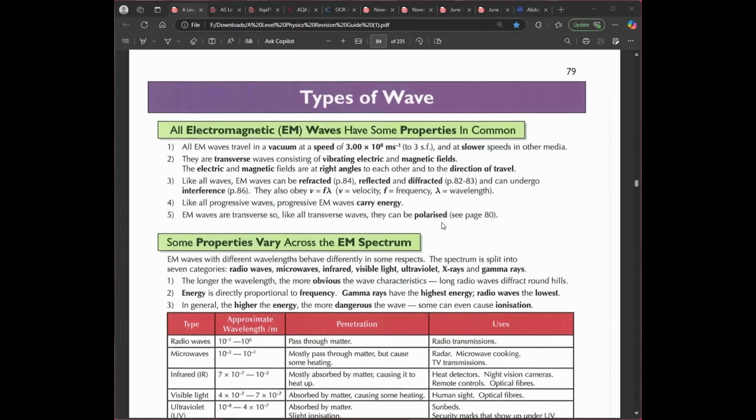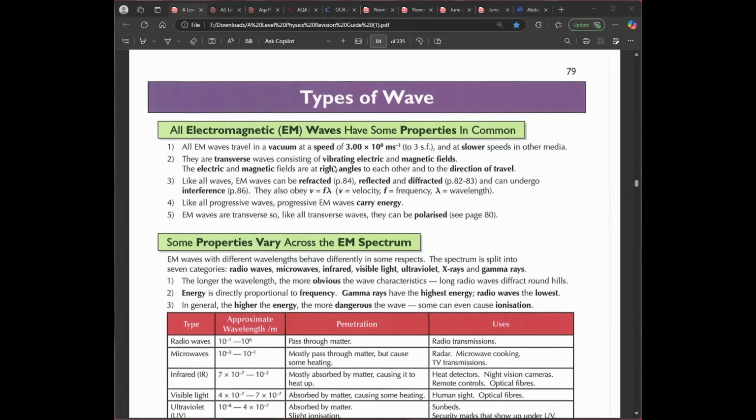Now, EM waves, part of that is light as well, the visible light, because that is part of that spectrum. So EM waves are the waves that have electric field as well as magnetic field associated to them. Both of them are at 90 degrees to each other, but the energy is traveling in the same direction. So EM waves have some properties in common.